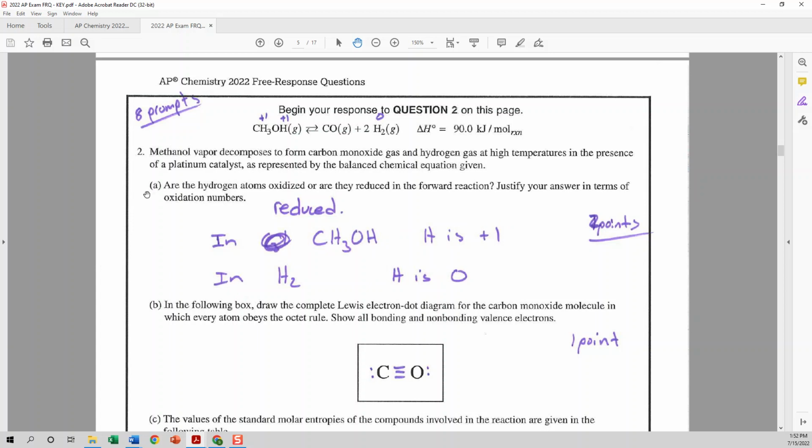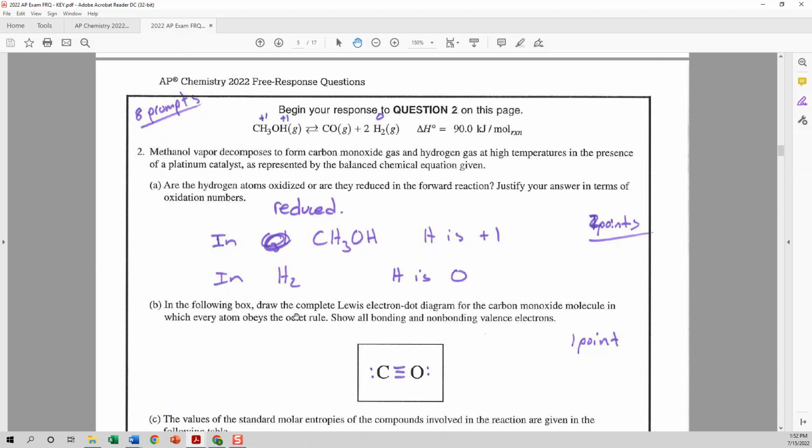So that's part A. I'm thinking this could be worth 2 points. It might be worth 1 point, but saying it's reduced versus oxidized might give you a point, and then identifying the correct oxidation numbers in each thing in the reaction as it goes from reactants to products might be worth another point. Okay, so let's go to 2B.